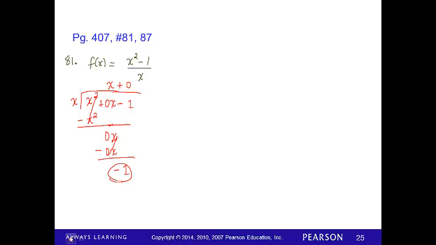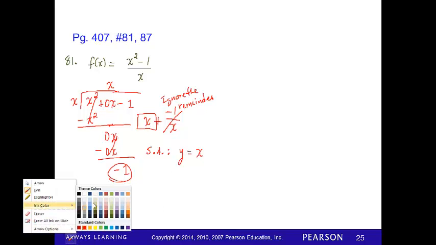So in this case, let me erase that 0 since it was just a placeholder. So when I divide these, I have x plus negative 1 over x. And of course, you should verify that you get what I get. Now, the slant asymptote is going to be the line y equals x. What you do is you ignore the remainder piece. Ignore the remainder, and the rest is the slant asymptote. So this has a slant asymptote at the line y equals x.